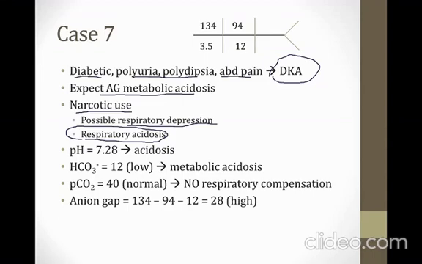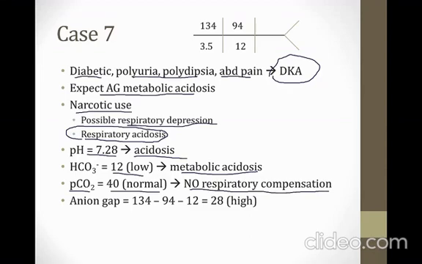So let's go through the numbers. The pH is 7.28, which is low, so we have an acidosis. The bicarb is 12, which is low, so we have a metabolic acidosis. And then the PCO2 is 40, which is normal. So right away something is wrong. We'll use Winner's formula to check this PCO2 in a minute, but I can already tell you it's not going to meet our expectations because it is normal. You should always have a low PCO2 in the setting of a metabolic acidosis. This man does not have respiratory compensation, so something is wrong.